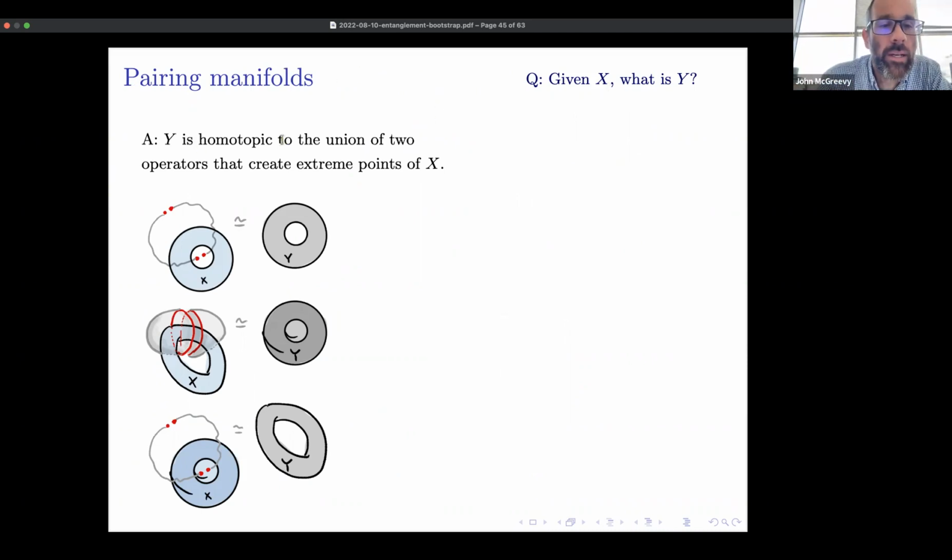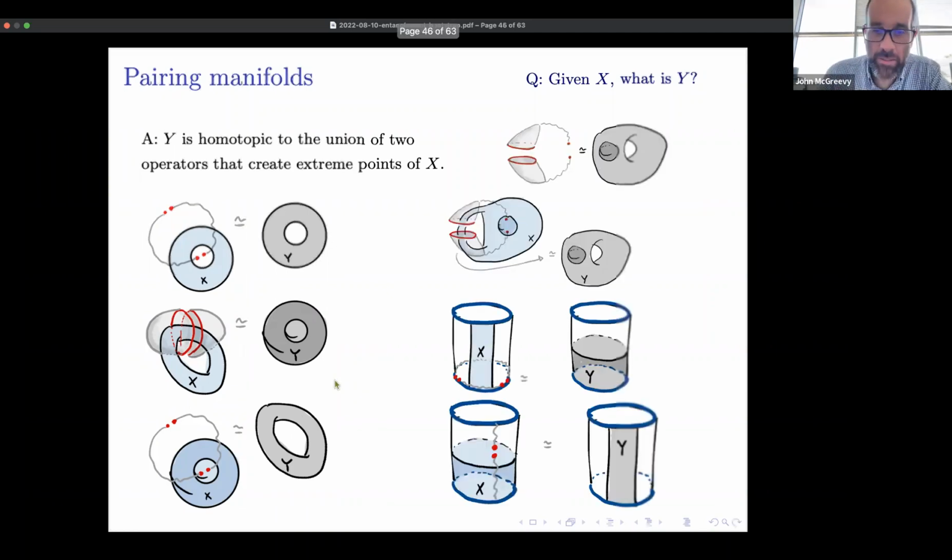The answer is that the region Y is homotopic to the union of two operators that create the extreme points of Y. So for example, here's the annulus. The operator that creates the extreme point of Y is this open string. If I join two of them together, that thing is homotopic to an annulus. Here's the solid torus. Its excitations are created by this membrane. If I join two of these together, I get a sphere shell. That's the thing that's paired with the solid torus. Similarly, the sphere shell's excitations are created by a string operator. Pairing two of those together gives me something homotopic to the solid torus. So I hope you see the pattern.